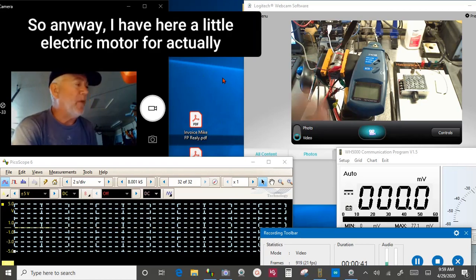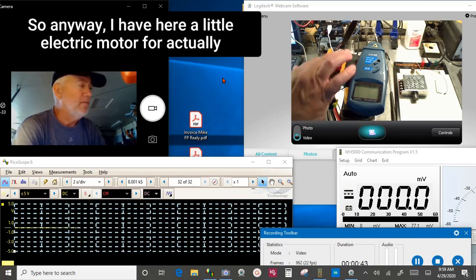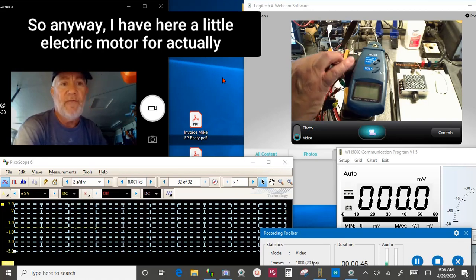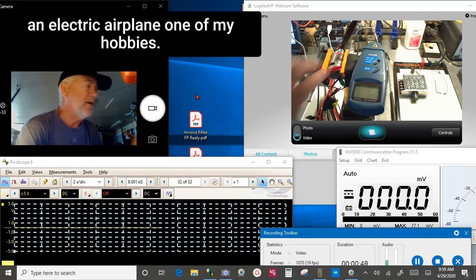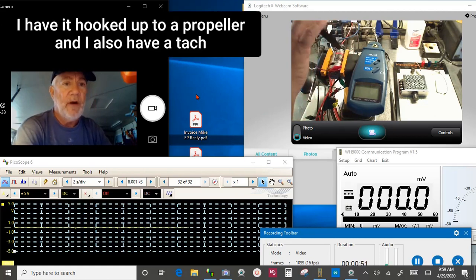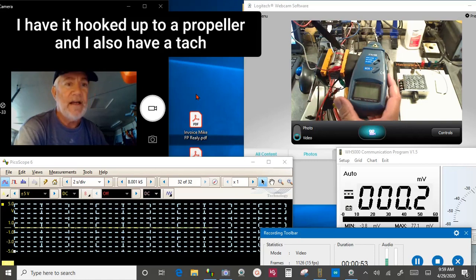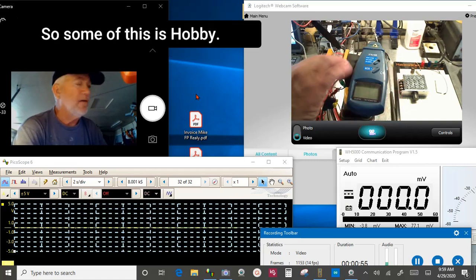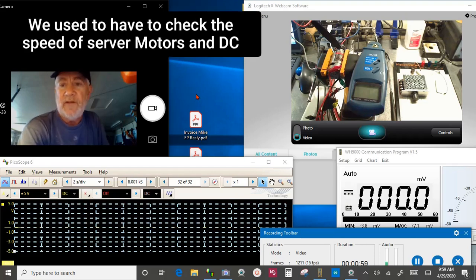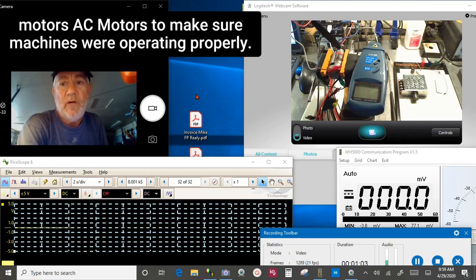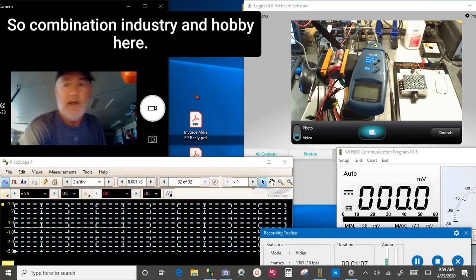So anyway, I have here a little electric motor for actually an electric airplane. It's one of my hobbies. I have it hooked up to a propeller, and I also have a photo tack here. So some of this is hobby. This is what I used in the industry. We used to have to check the speed of servo motors and DC motors, AC motors to make sure machines were operating properly. So combination industry and hobby here.